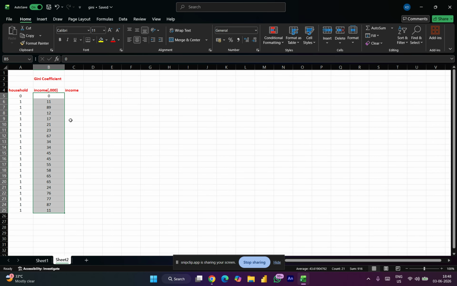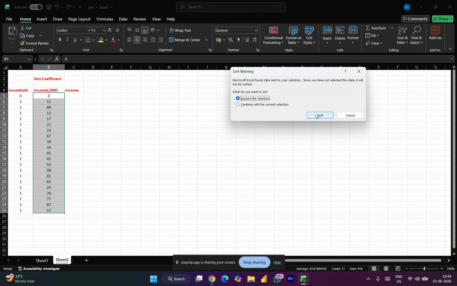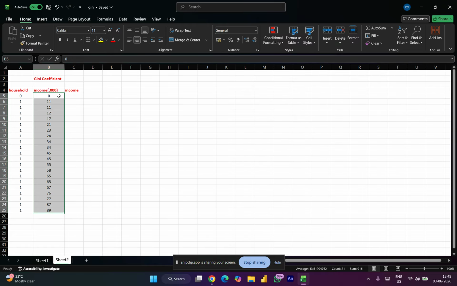So what we have to do, just select this, sort from smallest to largest, expand the selection, sort. So it is converted into ascending order from the smallest to highest. So this is an essential part. Whatever the original order may be, our first task is to sort it into ascending order in this way: sort, smallest to largest, click, and like this.